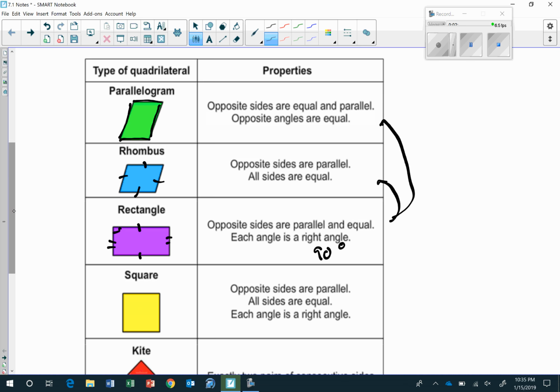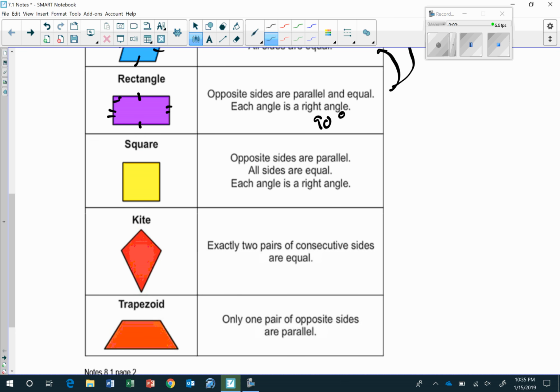Our next example is a square. What separates a square from a rectangle is that a square has all sides equal. For a rectangle, the opposite sides are equal. For a square, all the sides are equal, and each angle is 90 degrees.